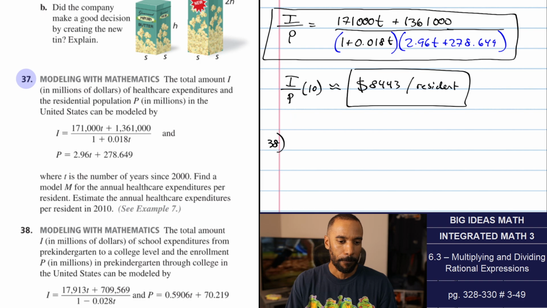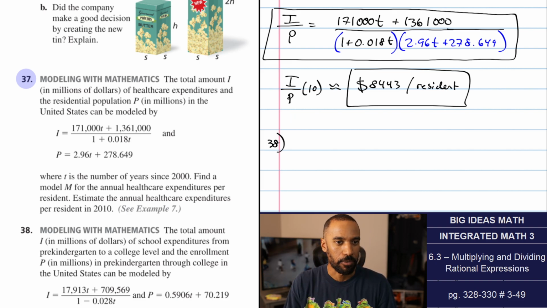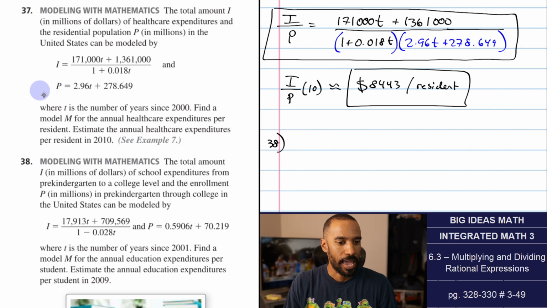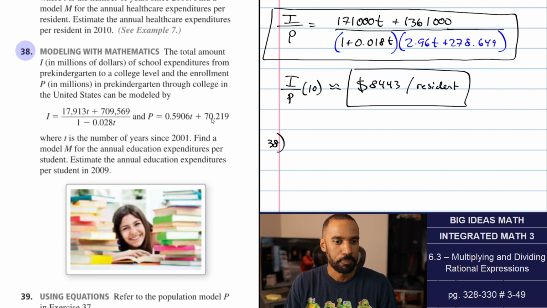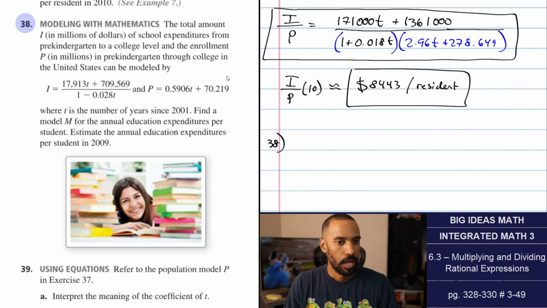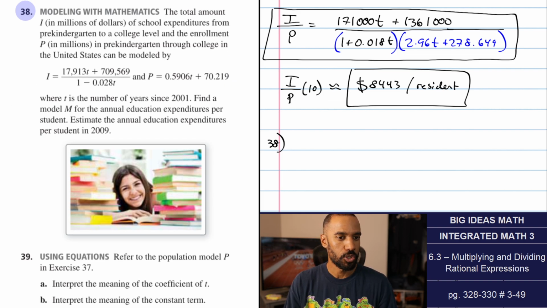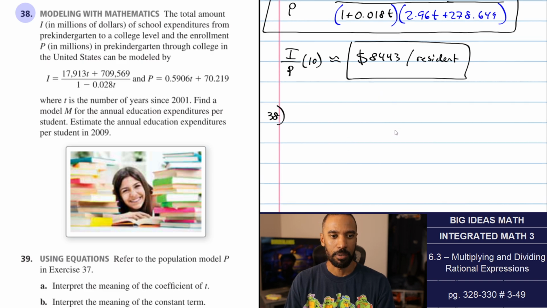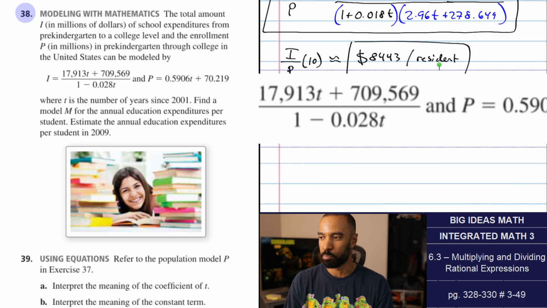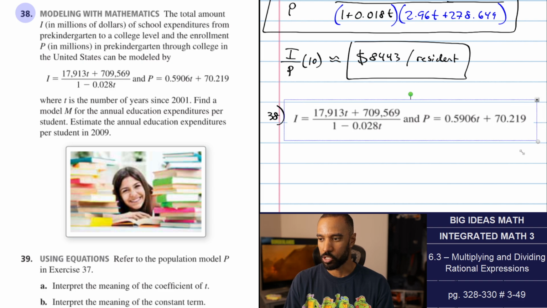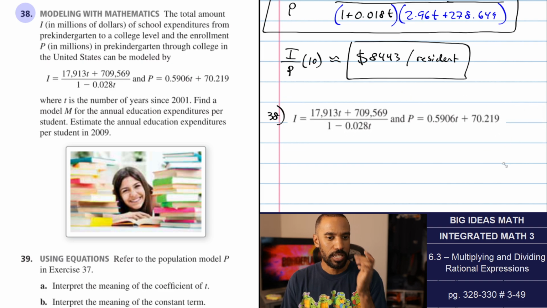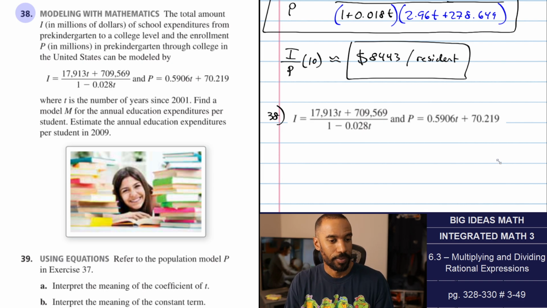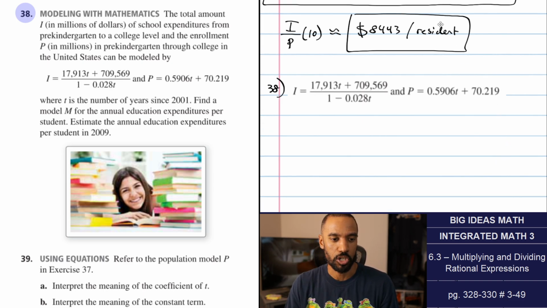Number 38, the total amount I in millions of dollars, I'm probably going to copy and paste this one, of school expenditures from pre-kindergarten to a college level and the enrollment P in millions in pre-kindergarten through college. So they're both in millions again. We can just set it up like that. Can be modeled by these two things, and I'm bringing them in. This is probably just a lot like 37. T is the number of years since 2001. Find a model M for the annual education expenditures per student. Estimate the annual education expenditures per student 2009.